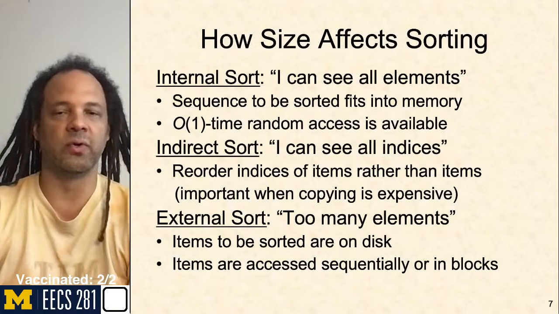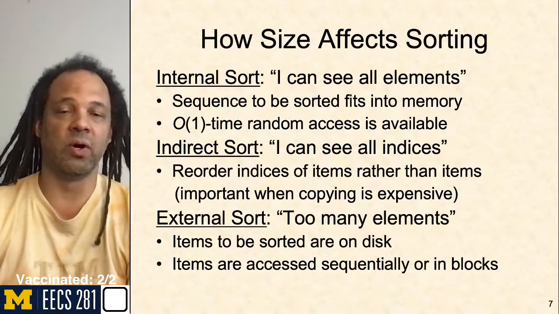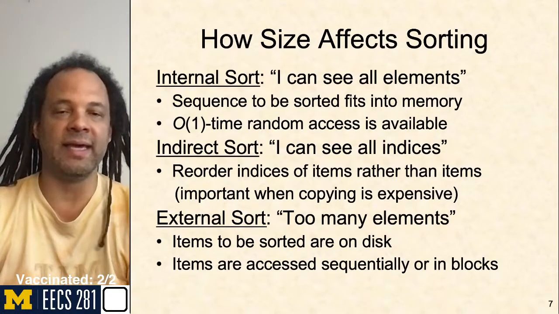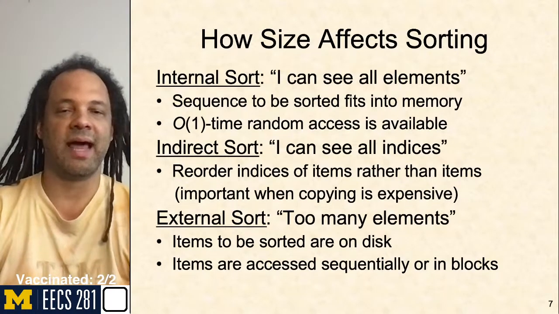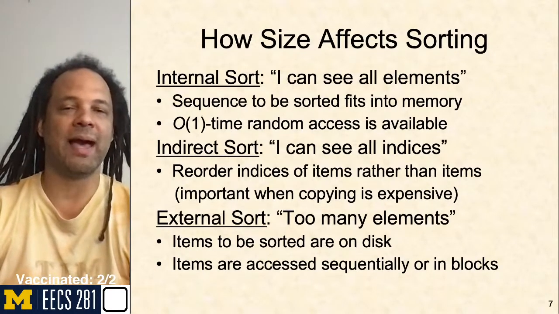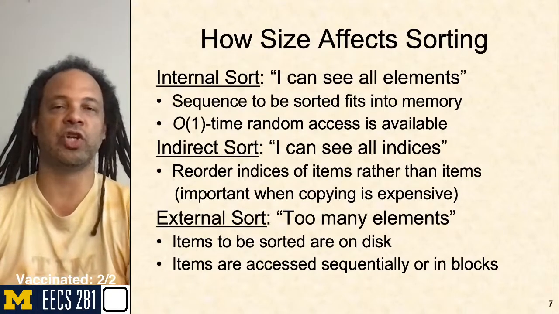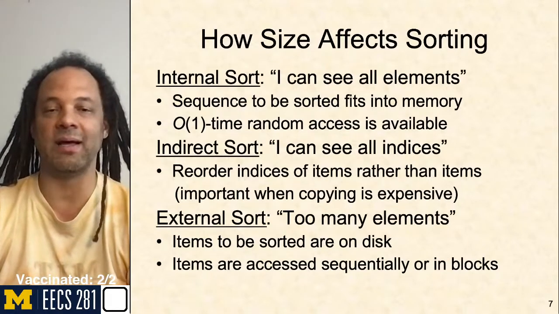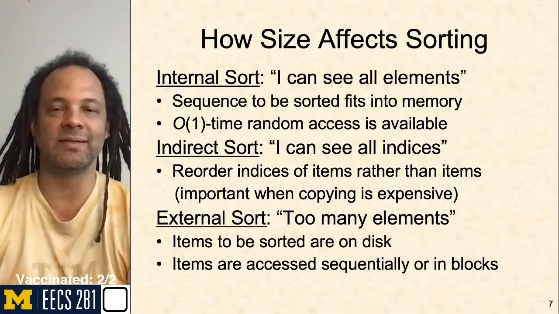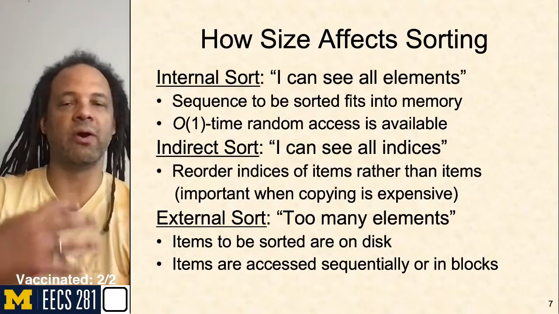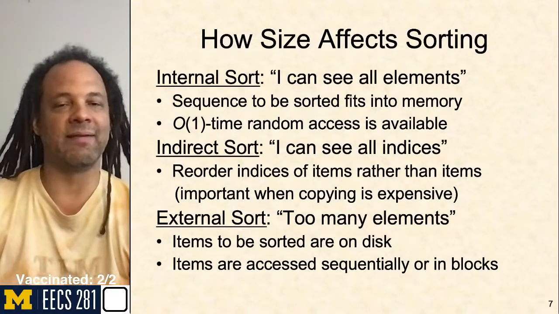So when the sequence to be sorted fits in memory and I've got random access to them, I can do these internal sorts. An indirect sort is one where I can see all of the indices. So I may not have all of the data that I can look at, or maybe I don't want to actually change the order of any of the data. But if I look at indices, I can sort the indices. And so here I'm reordering the indices instead of the actual data.